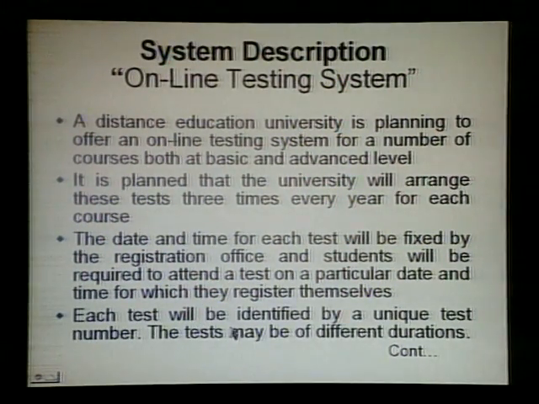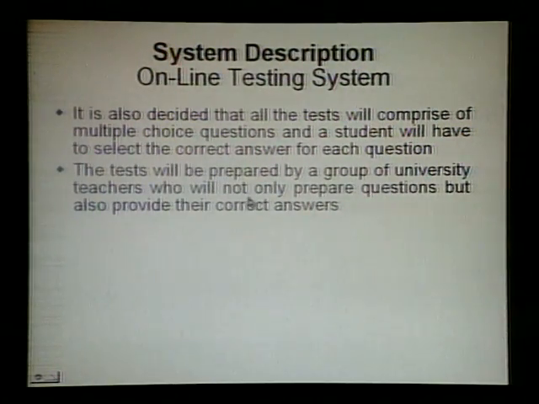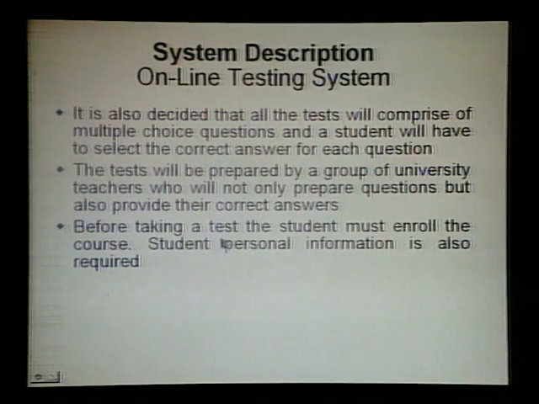Each test will be identified by a unique test number. These tests may be of different durations. It is also decided that all the tests will comprise of multiple choice questions, and a student will have to select the correct answer for each question. The tests will be prepared by a group of university teachers who will not only prepare questions but also provide their correct answers. Before taking a test, the student must enroll the course.